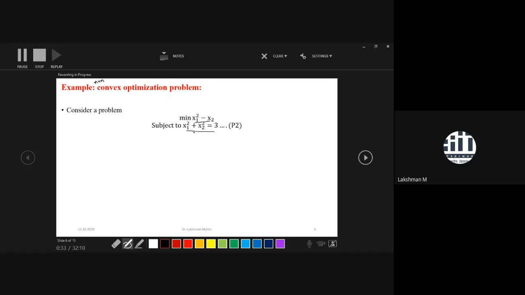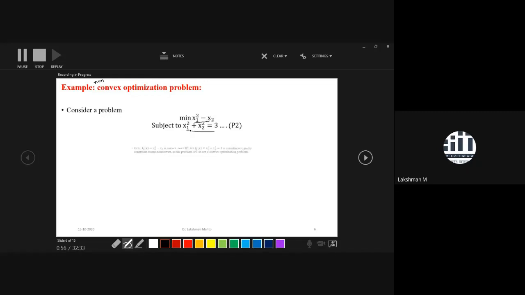If you draw this function, what does it define? It defines a level curve in the domain plane, x1 square plus x2 square equal to 3. And if you draw that level curve, it would not give a level set. It would be just a level curve. A level curve happens to be always a non-convex set.